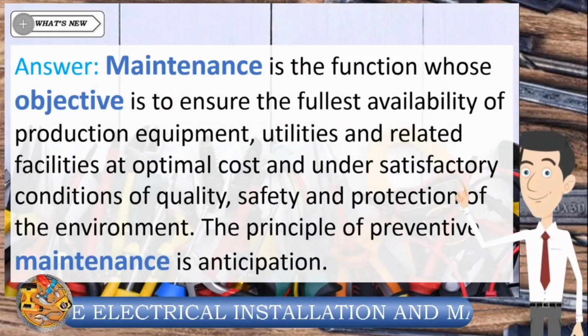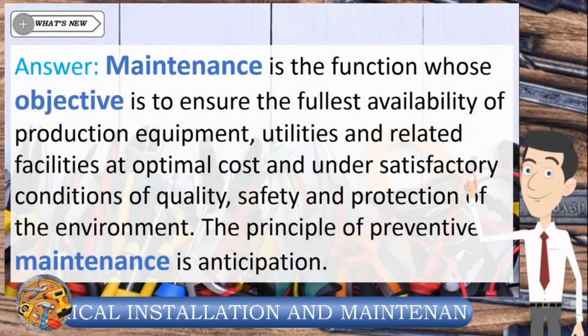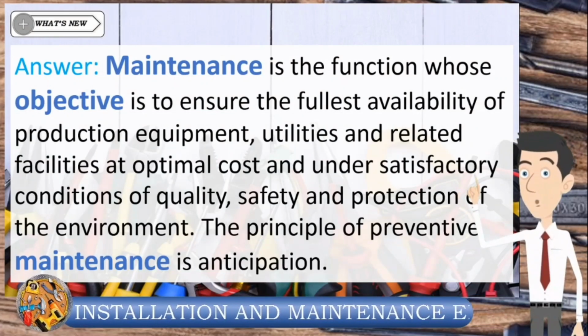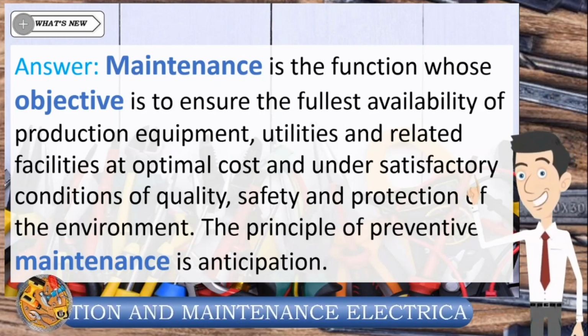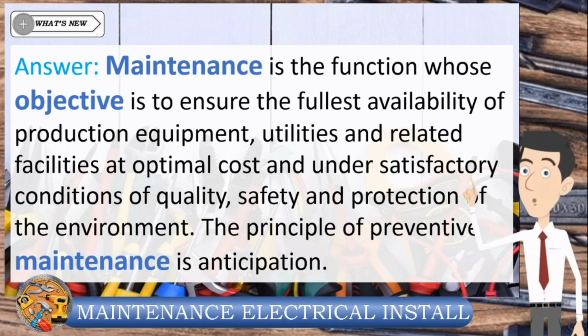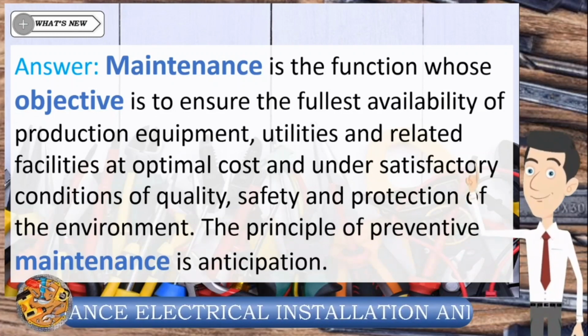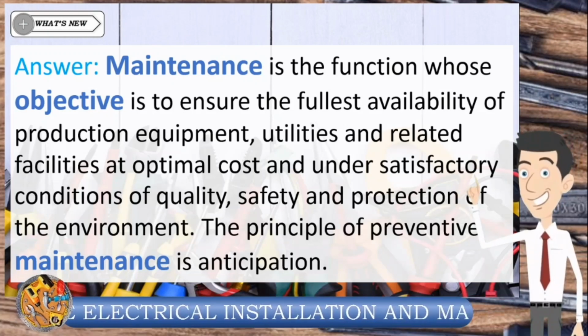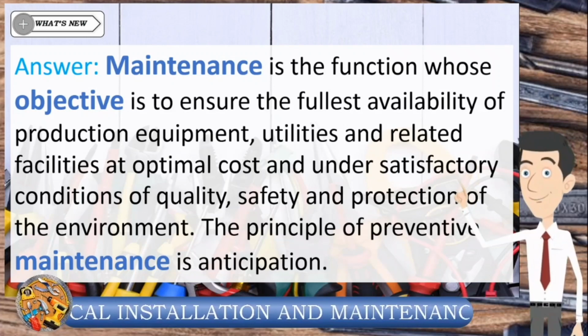The answer is, maintenance is the function whose objective is to ensure the fullest availability of production equipment, utilities, and related facilities at optimal cost and under satisfactory condition of quality, safety, and protection of the environment. The principle of preventive maintenance is anticipation.